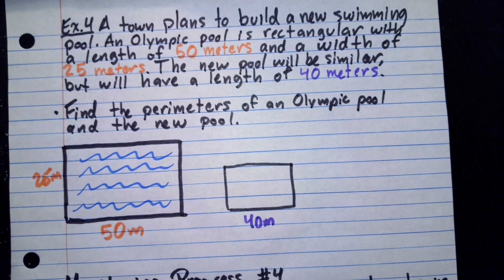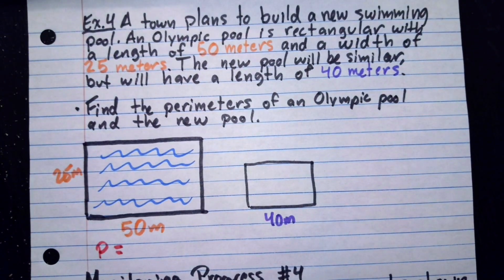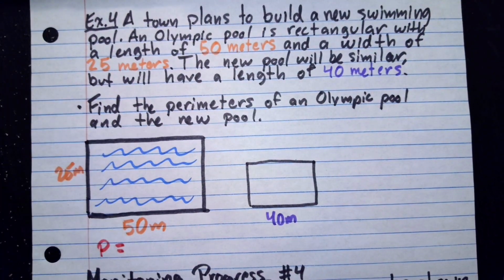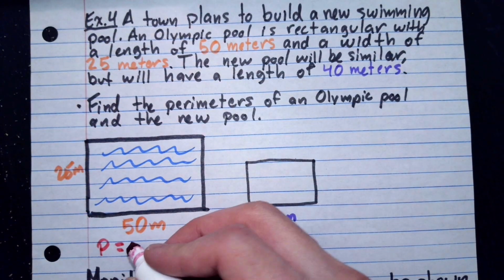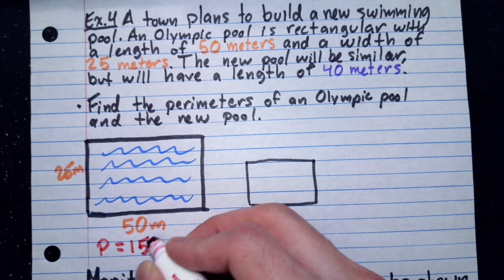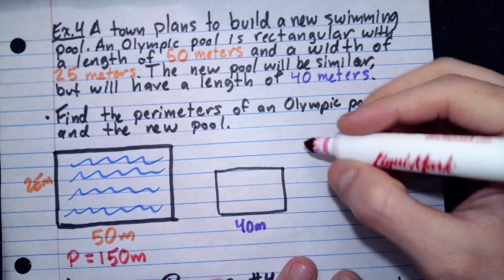So, what does that look like in our problem? Well, we know that the perimeter for the Olympic pool is going to be 50 plus 50, that's 100, 25 plus 25, that's 50, so we're going to have 150 meters be the perimeter of this big pool. But how can we find the perimeter of the little pool? Well, like I said, first we're going to need the scale factor. So let's see if we can find it.